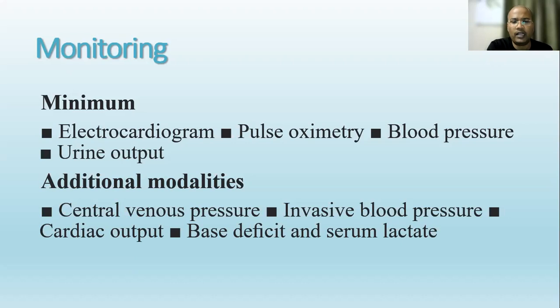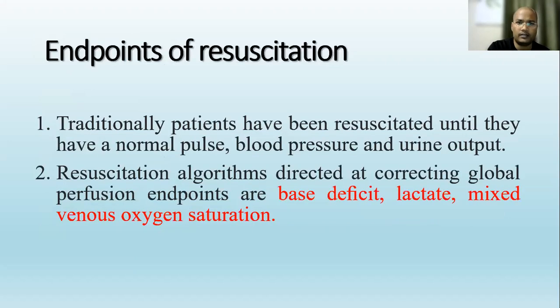In addition, you can have the central venous pressure, invasive blood pressure, cardiac output, base deficit, and serum lactate. But these are not essential. But these four things: ECG, pulse oximeter, blood pressure, and urine output are very essential to monitor to manage the shock conditions. You must monitor these few things to know whether the patient is a transient responder, responder, or non-responder.